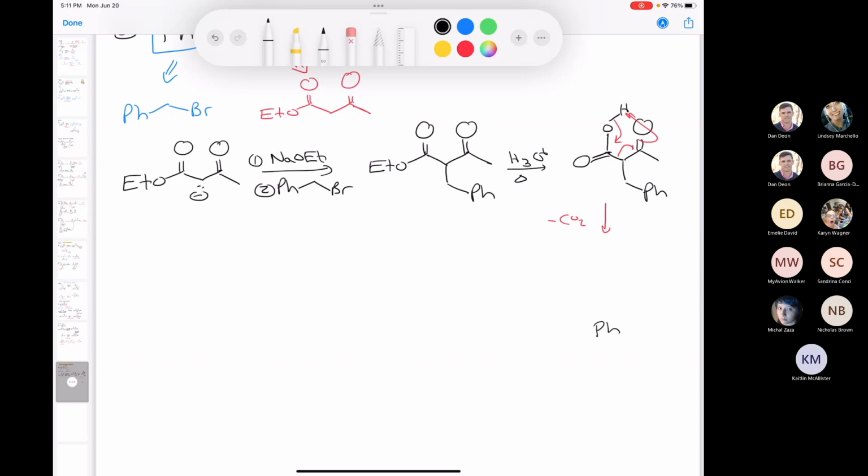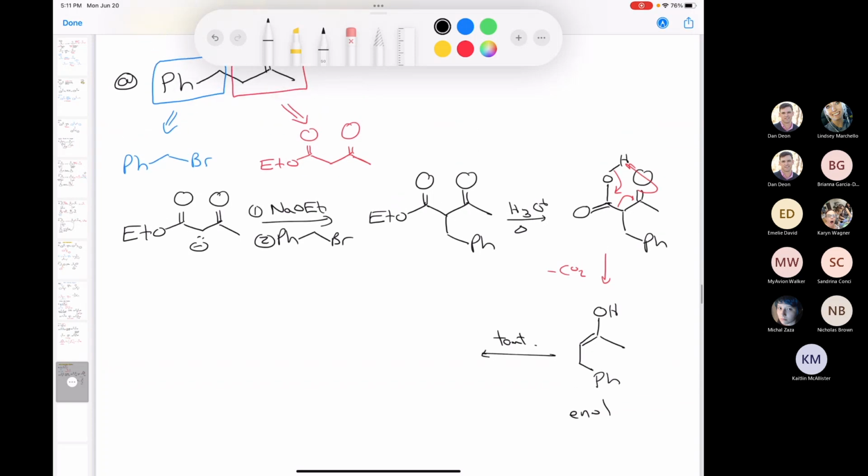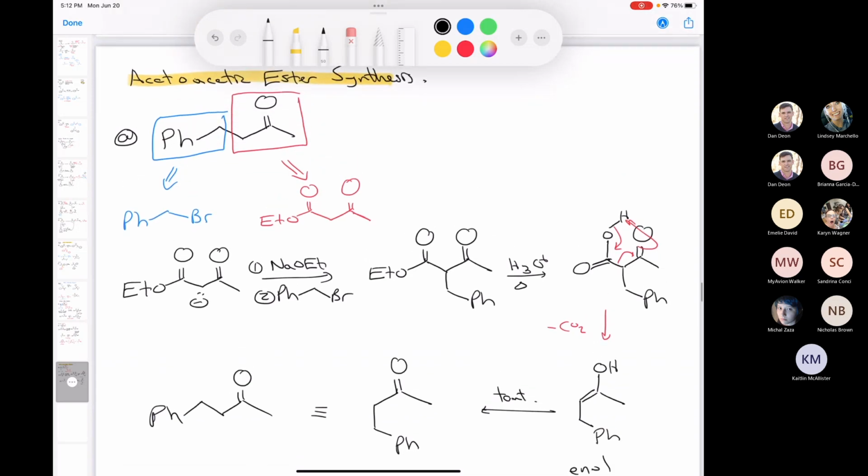So phenyl, some methylene, we have a double bond here, and this enol undergoes tautomerization spontaneously to give us the desired product, so to give us the ketone. So if we draw that out very carefully, it's going to look like this. And this is the exact same thing that we had drawn earlier. These are identical. So this, again, is the acetoacetic ester synthesis.